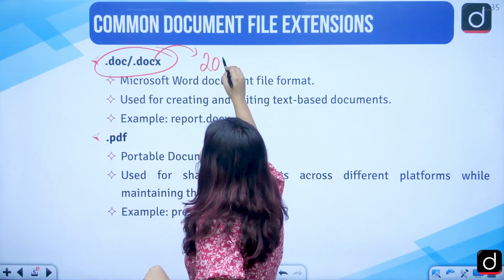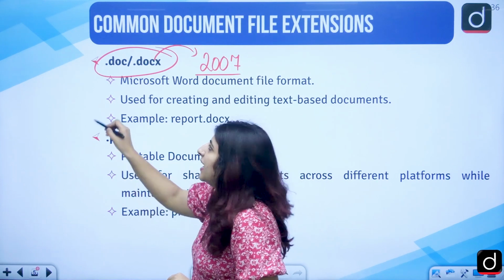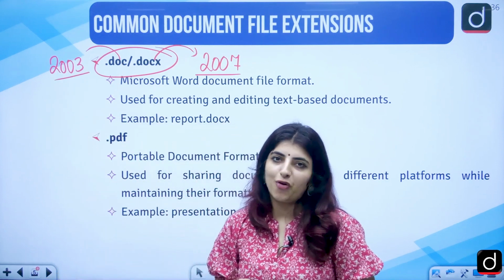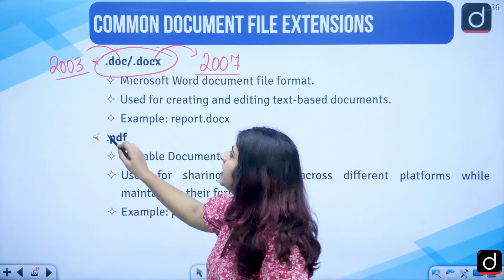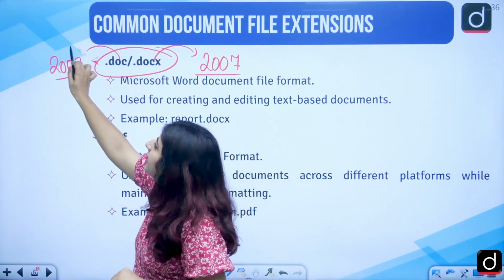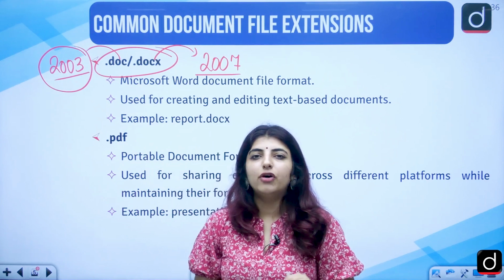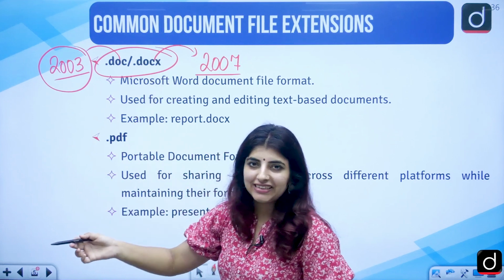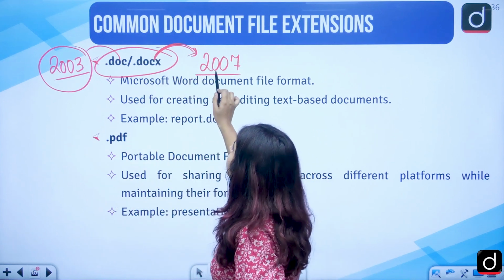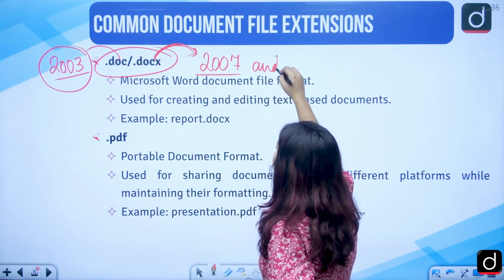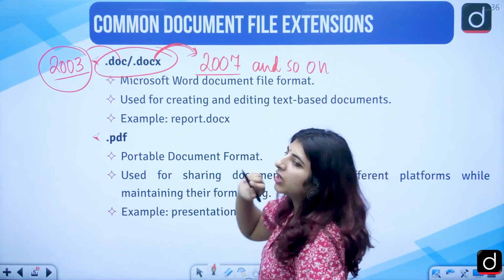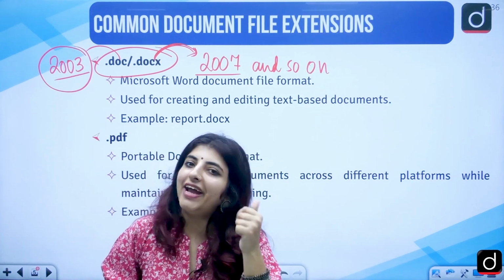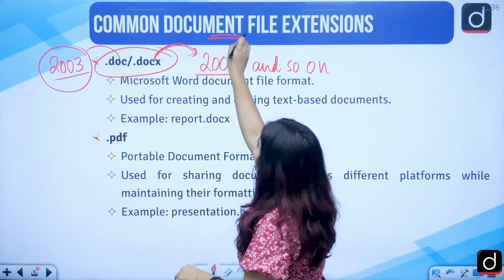After the year 2007, and this is the 2003 version of Microsoft Office. So any file which is saved in the doc format is from Microsoft Office 2003. If you are saving a file with docx, it is of course Microsoft Office 2007 and the versions which came after 2007. So their file extension is docx. Of course, I am talking here about the document file extension.